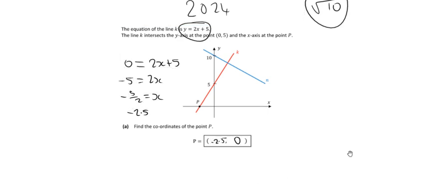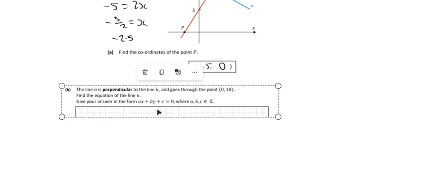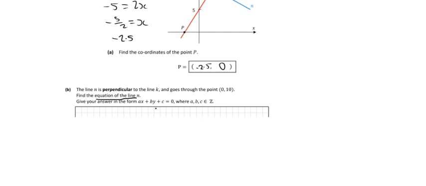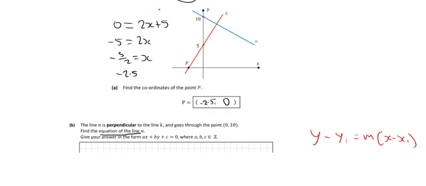So we don't need any formula there, but we have to understand what's going on. Now here, the line N is perpendicular to K. Therefore, find the equation of the line. So for the equation of the line, straight away I know I'm going to need to use this formula: y minus y1 is equal to m by x minus x1. And you can write that formula down straight away because you know you're going to need it. Now we need the m and we need the x1, y1 to sub into that formula. Now it says that the line N, which is what we want, has a point on it that's 0, 10. There we have our x1, y1, 0, 10 straight away.